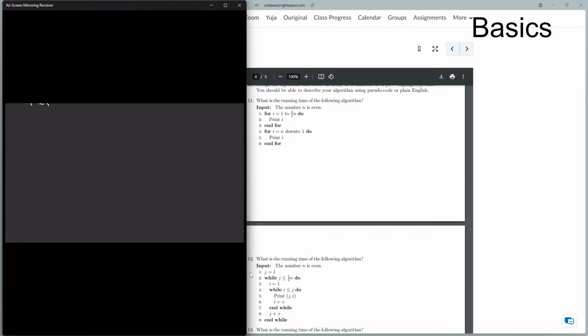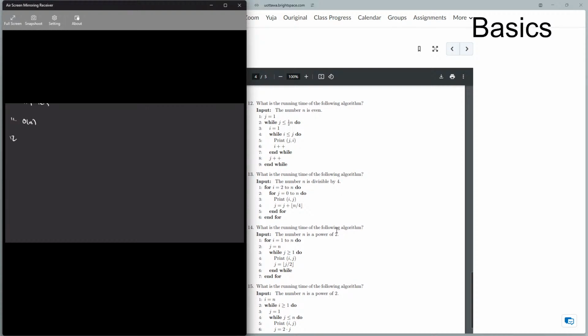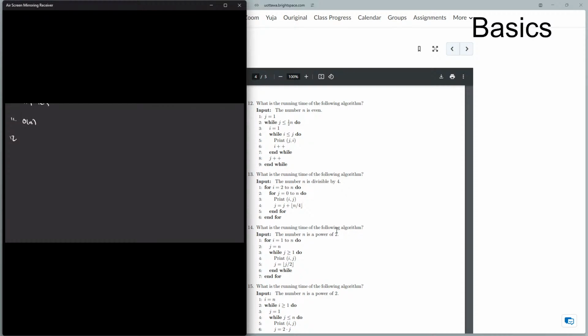11. What is the running time of the following algorithm? Input, the number n is even. So for i from 1 to 3 over 2n, you print i. Okay, this is O of n. It's pretty stupid easy. 12. What is the running time of the following algorithm? j equals 1, while j is smaller than 1/2 n, do i equals 1, and while i is smaller than j, i plus plus.